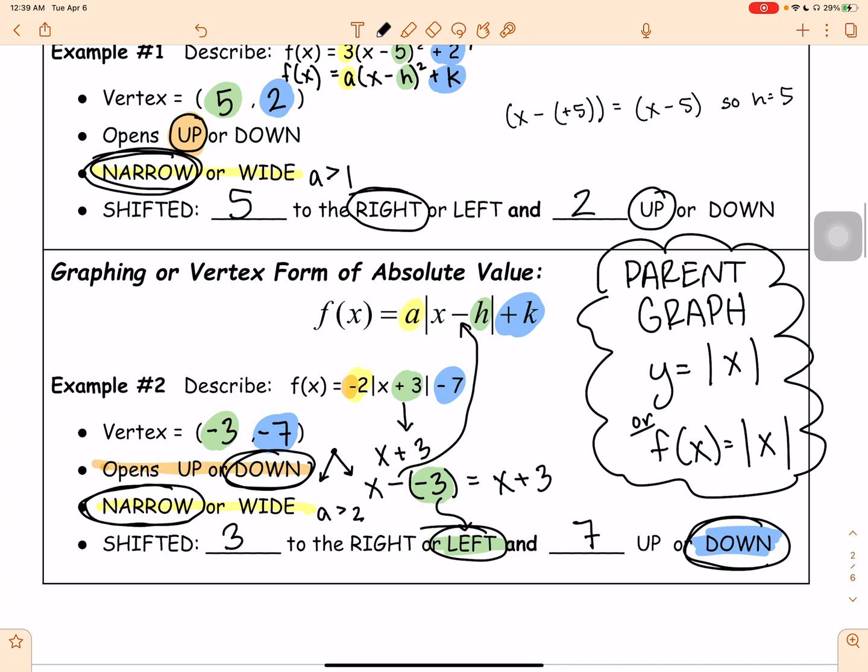And then here's the vertex form of absolute value graphs. So they have very similar characteristics, almost the same, except for instead of this quantity squared, it is the absolute value of x minus h instead of x minus h squared.